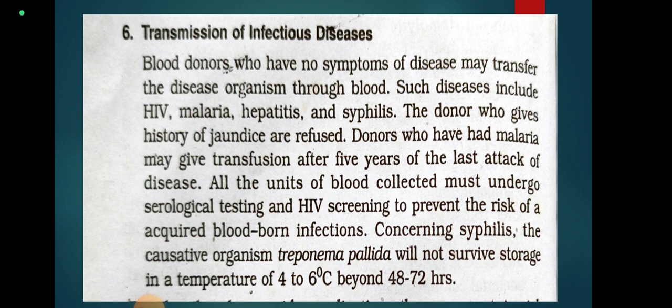Transmission of infectious diseases. Blood donors who have no symptoms of disease may transfer the disease organism through blood. Such diseases include HIV, malaria, hepatitis, and syphilis. Donors who give a history of jaundice are refused. Donors who have had malaria may give transfusion after 5 years of the last attack of the disease.